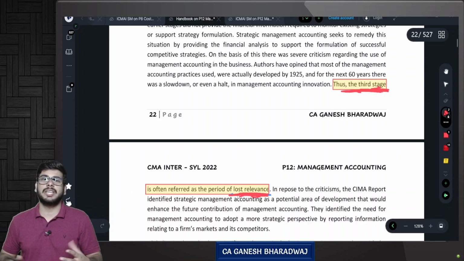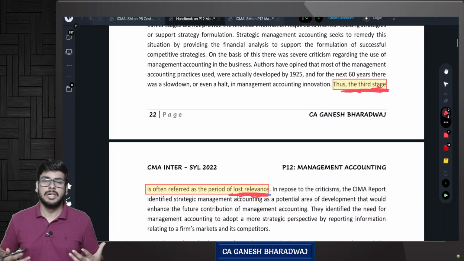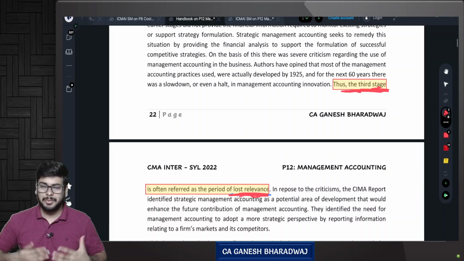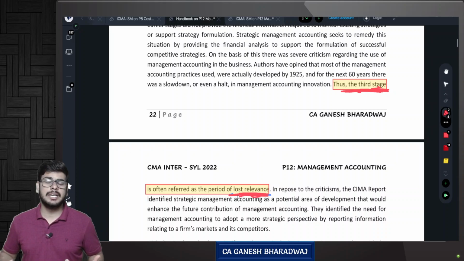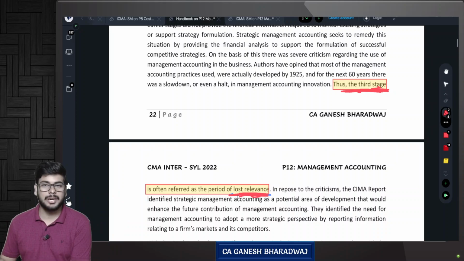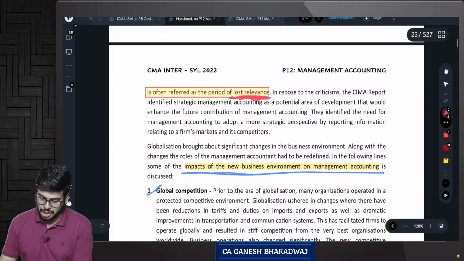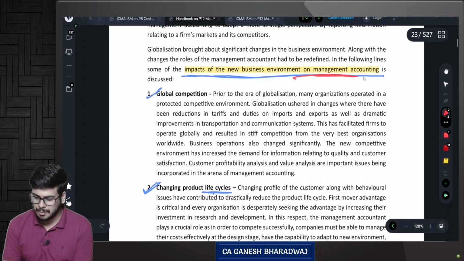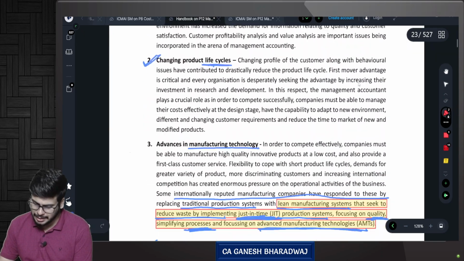The fourth stage came up with a lot of advanced technologies, and that is the reason why the fourth stage came up. Currently we are in the fourth stage, which came up with a lot of technological advancements. The third stage is actually a period of lost relevance. This has been mentioned here. Clear? And of course the impacts of the new business environment on management accounting, all these impacts I have just explained to you.